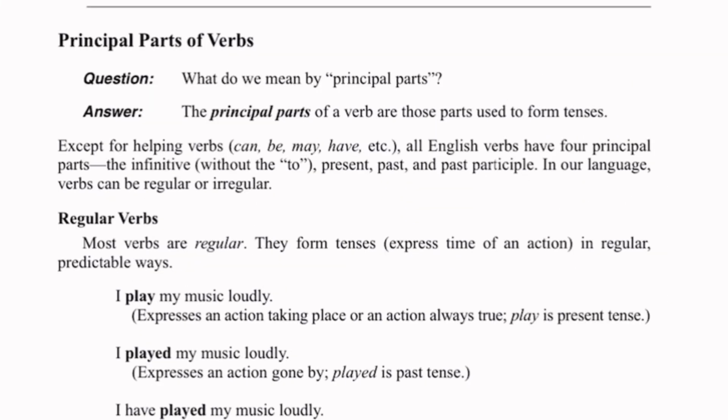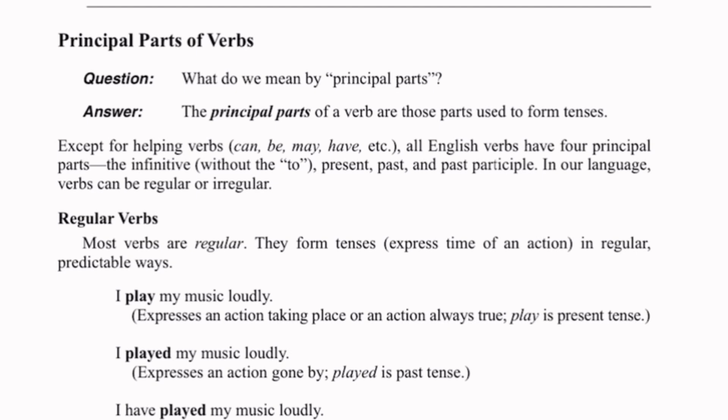Another thing we are going to talk about is principal parts of verbs. What do we mean by principal parts? The principal parts of a verb are those parts that we use to form tenses, except helping verbs. If you remember when we did helping verbs, modal verbs, we said they do not change. It is he should, it is they should. So it's not changing. It's not he shoots and he should. No. All English verbs have 4 principal parts: the infinitive without the to, present, past, and participle.